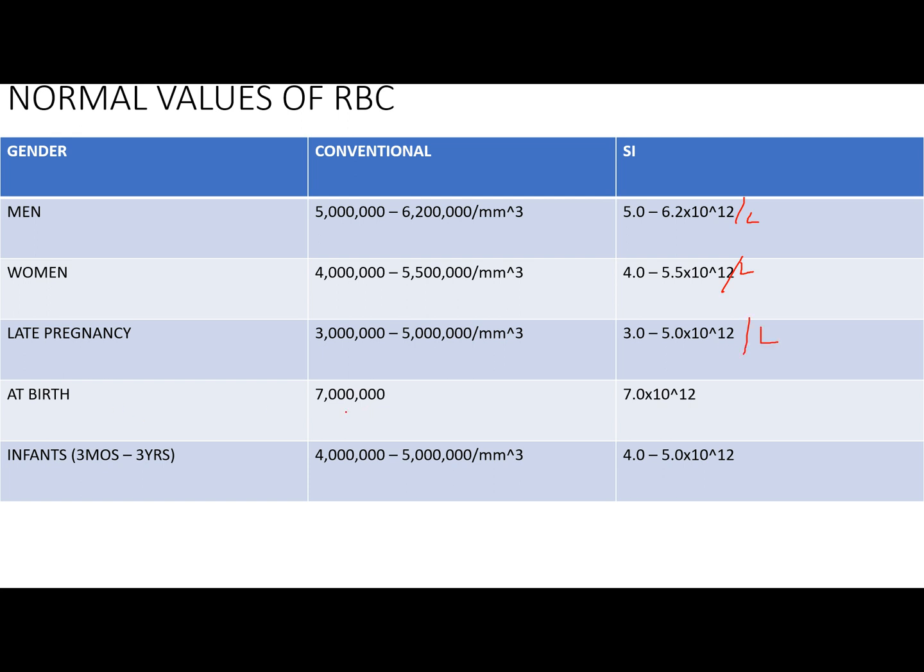Then at birth, 7 million, class, per cubic mm. SI is 7.0 times 10 raised to the 12 per liter. Infant, 3 months to 3 years old, 4 million to 5 million per cubic mm, 4.0 to 5.0 times 10 raised to the 12 per liter. So yan ang normal values. Please copy.